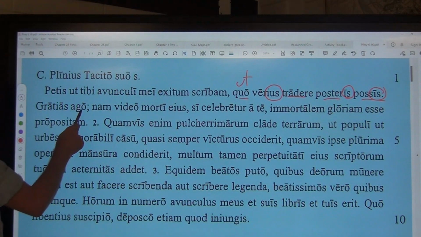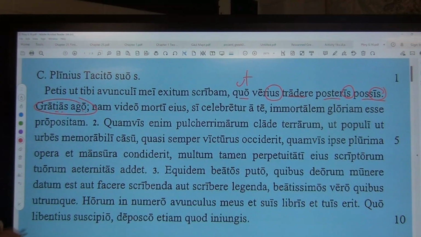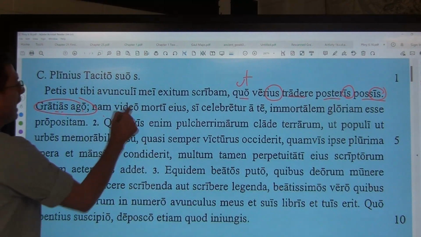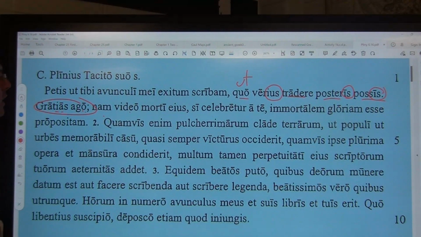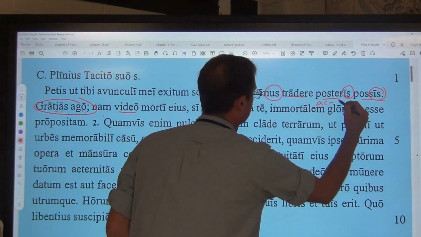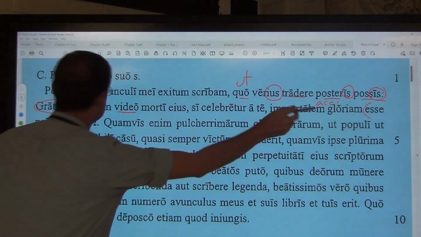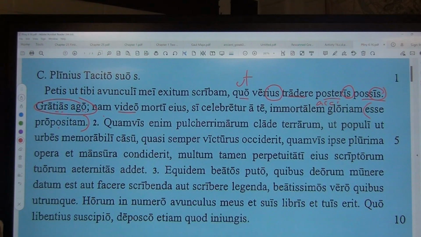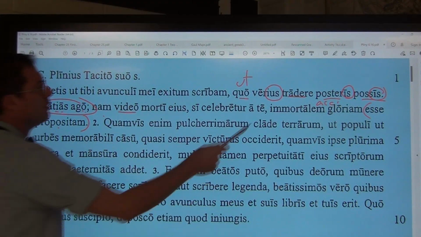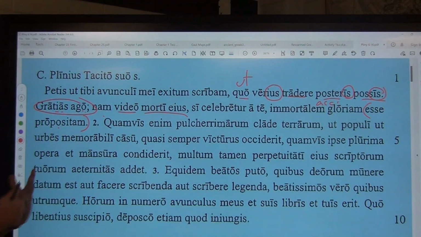He then says, ago gratias, I drive thanks. In other words, I give you thanks. That is the way in Latin in which you would usually say thank you. For I see that. Here we are going to have a verb of mental action that is then going to have an accusative subject, immortalem gloriam, and then your verb, which is the infinitive, is esse propositam, from propono, proponere. For I see that the immortal glory of his death has been put out there.